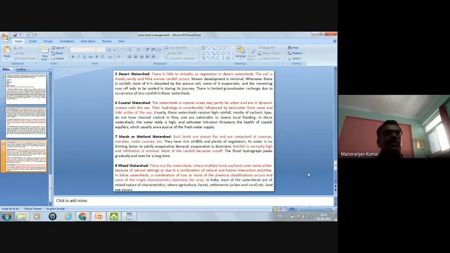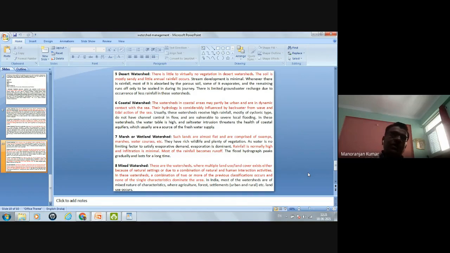Okay, now the other type is the coastal watershed. The watershed in the coastal area may partly be urban and is in dynamic contact with the sea. Their hydrology is considerably influenced by backwater from wave and tidal action of the sea. Usually these watersheds receive high rainfall, mostly of cyclonic type, and this type of watershed does not have channel control in flow and is most vulnerable to severe local flooding.